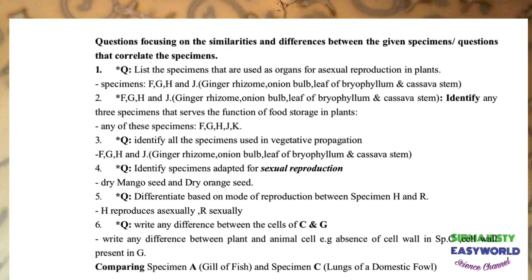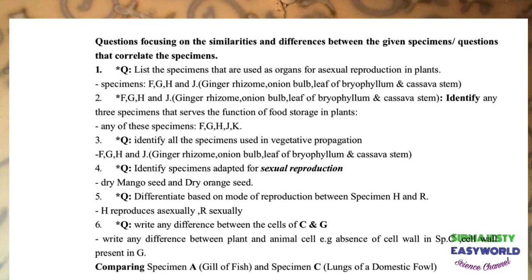Remember, cassava tuber is not actually used for vegetative propagation, but if it is yam tuber, yeah. So the other one says identify any three specimens that serve the function of food storage in plants. That's the specimen F, G, H, J, and K. Identify all the specimens used in vegetative propagation.